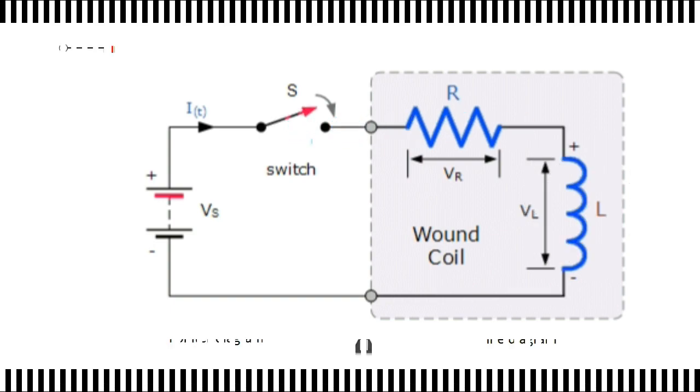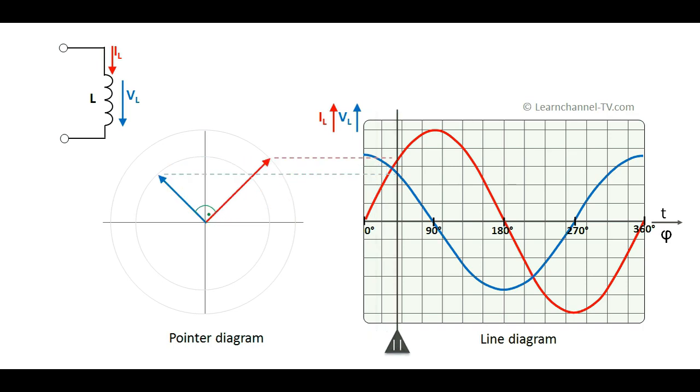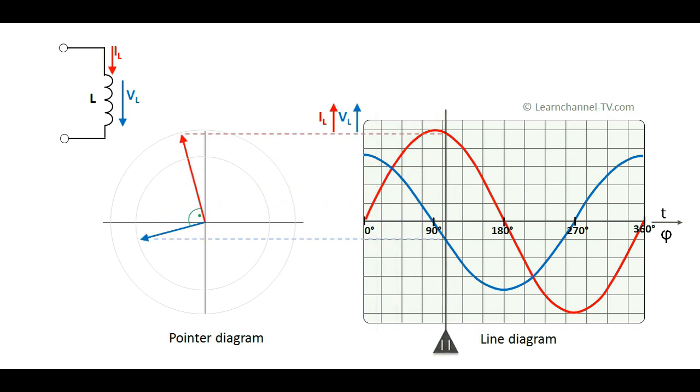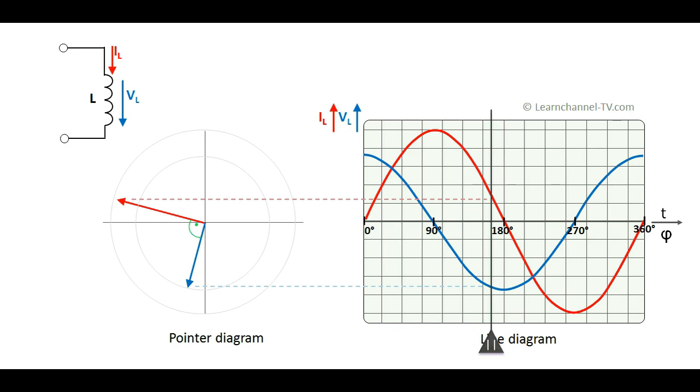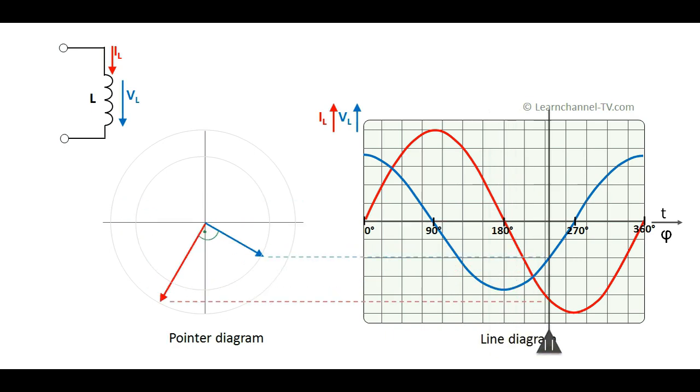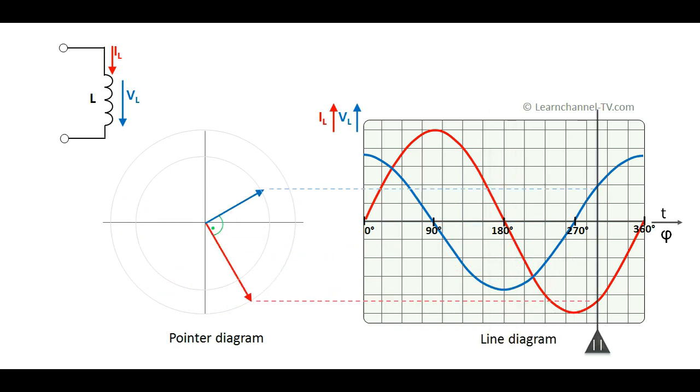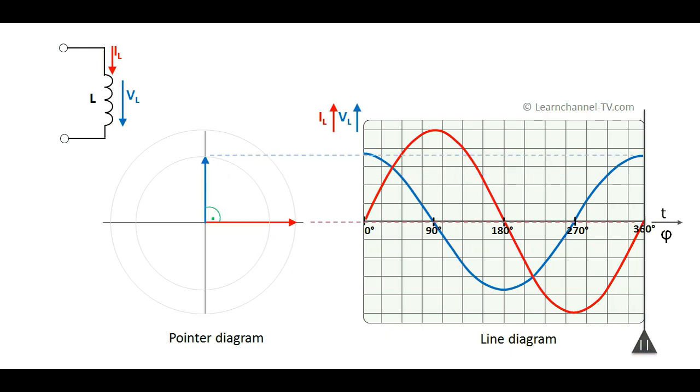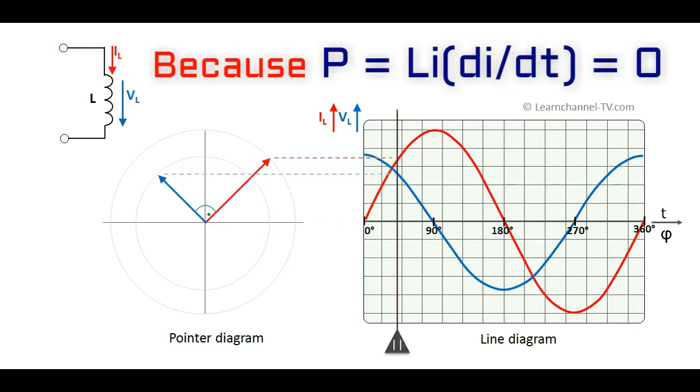Then in an alternating current, AC circuit, an inductor is constantly storing and delivering energy on each and every cycle. If the current flowing through the inductor is constant as in a DC circuit, then there is no change in the stored energy.